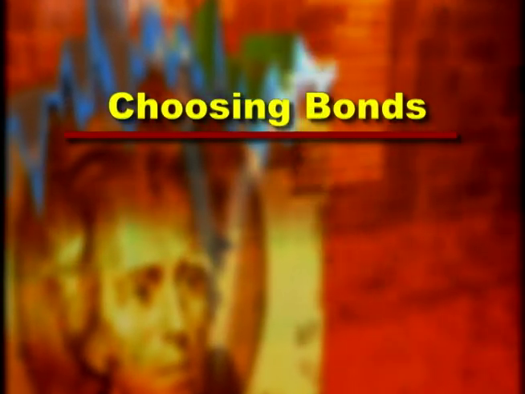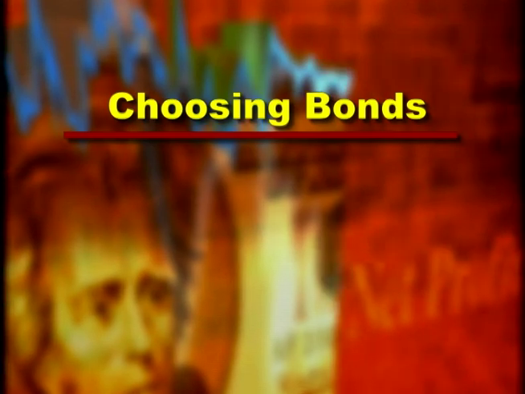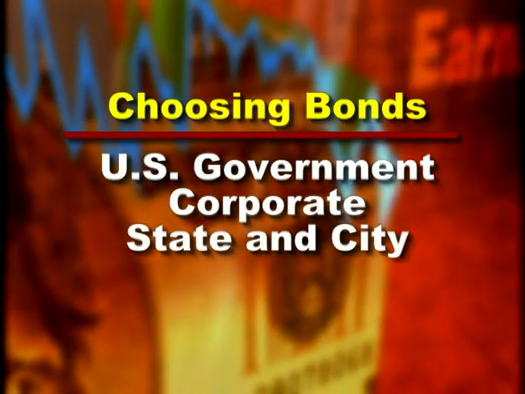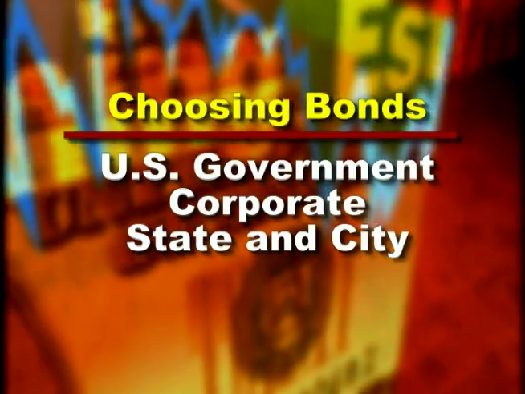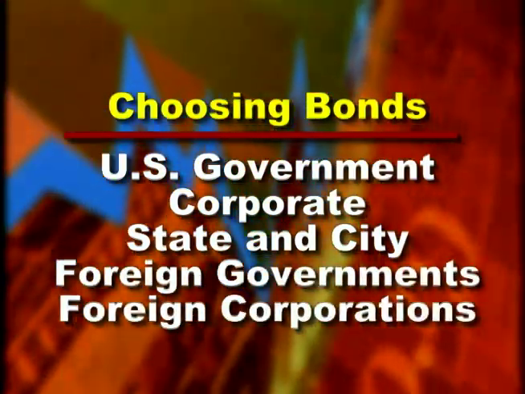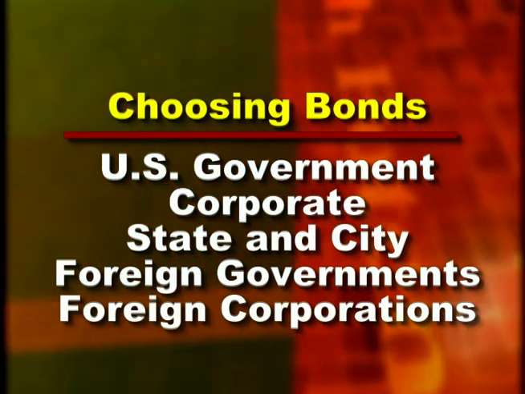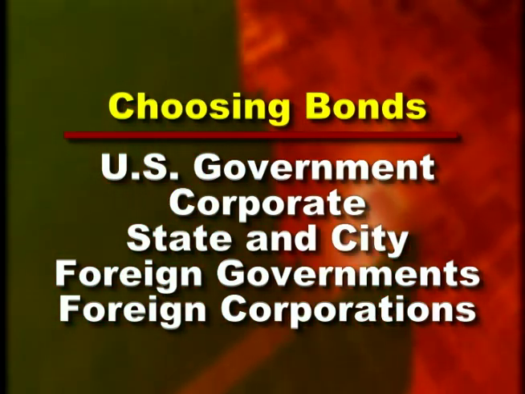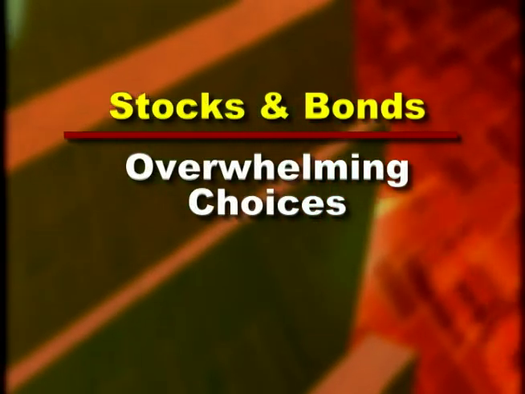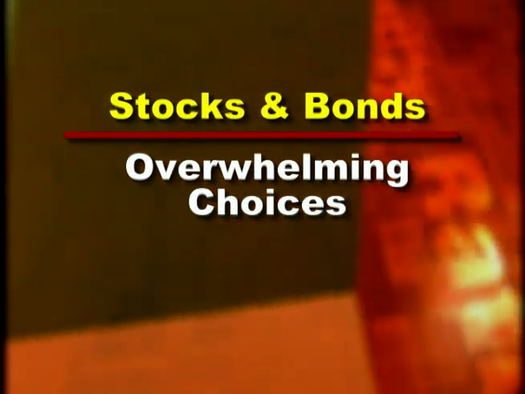If we look at bonds, again, there are thousands to choose from, and there are several different types available. There are U.S. government bonds, corporate bonds, bonds issued by state and city governments. There are bonds issued by foreign governments and foreign corporations. The list goes on and on. Which of these types of investments should be in your portfolio? All these choices can be overwhelming.